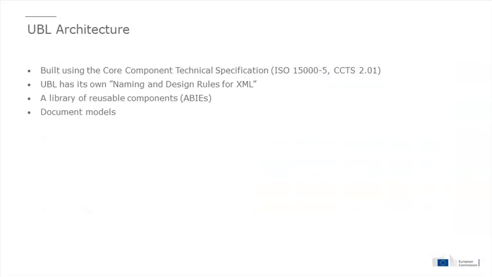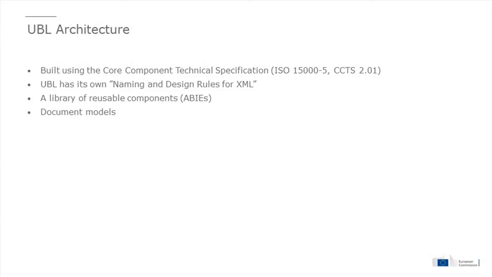And looking at the architecture, I will not go into all the depth of the technical aspects of how to build these XML schemas and libraries, but I will mention it so that you are introduced to the concepts. True for both UBL and for cross-industry invoice, it's based on a specification called Core Components Technical Specification, which is used to build the components necessary on a semantic level. And naming and design rules for XML is used to create the actual XML schemas.